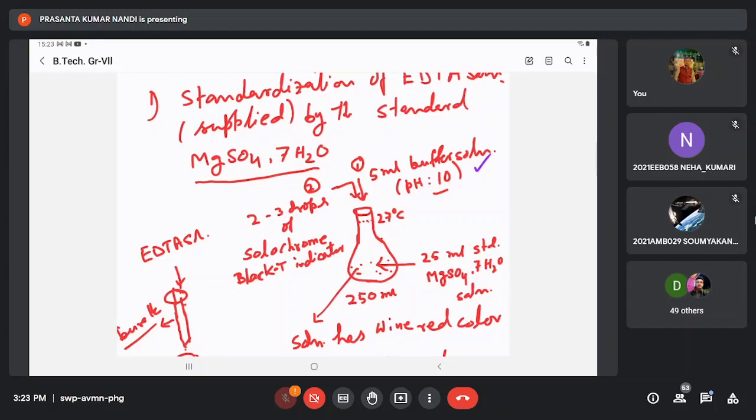Magnesium sulfate is a crystalline solid which has certain molecules of crystalline water. So that's why this salt is sometimes written like this: MgSO4, seven molecules of water. Okay. You take 25 ml standard magnesium sulfate solution. Even this solution will be supplied in the laboratory. And the volume of the conical flask is 250 ml. So at first you take a 250 ml conical flask, and you know the shape is somewhat like this, and at the bottom, near the neck, there is a marking labeled 27 degree centigrade. That means 250 ml volume corresponds up to that marked area, not the whole flask.